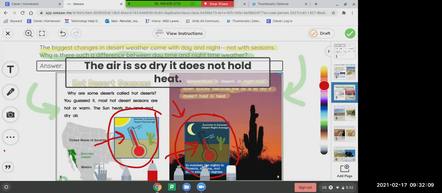Your job right now is to make sure that you have a complete sentence typed that answers your question. Go ahead and check now that you have an answer recorded for slide number 3.